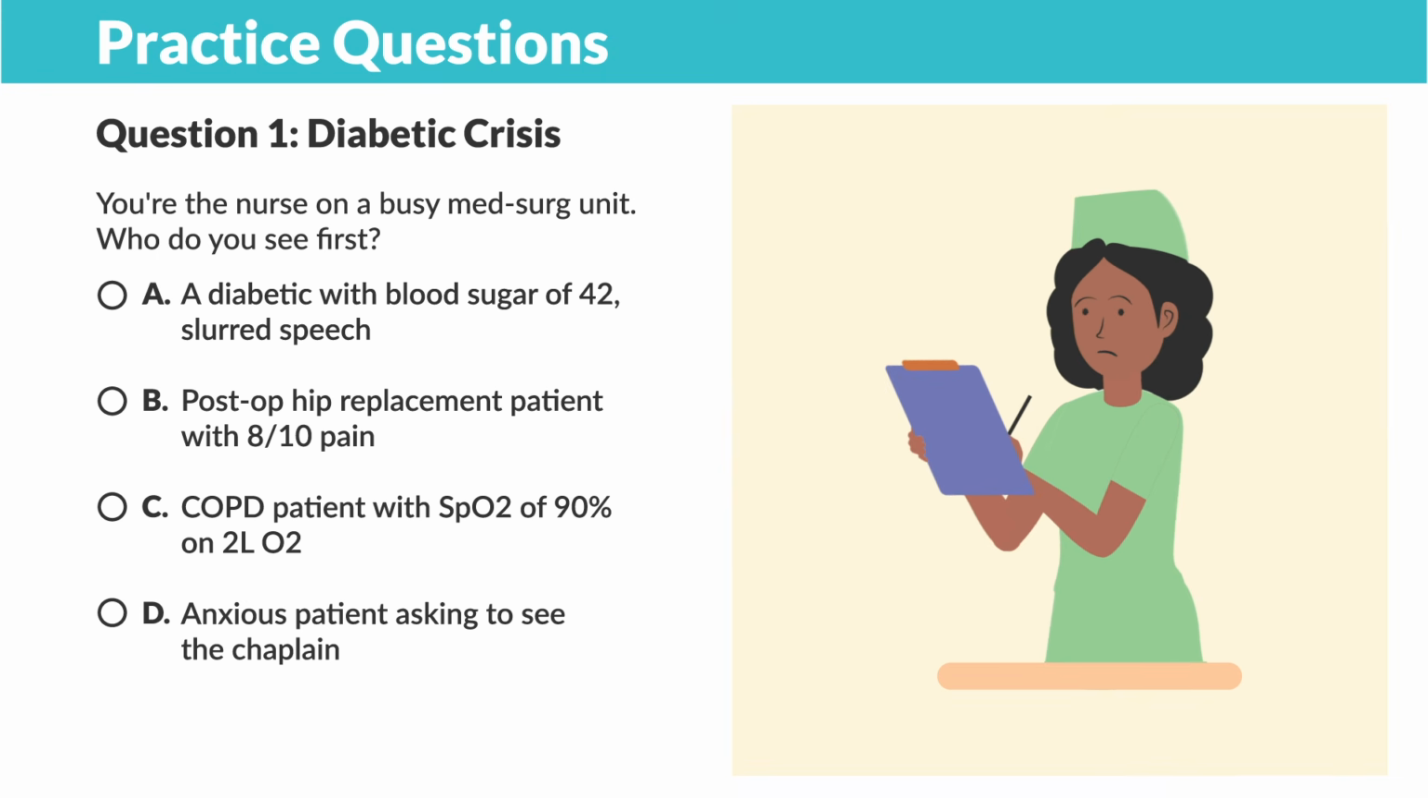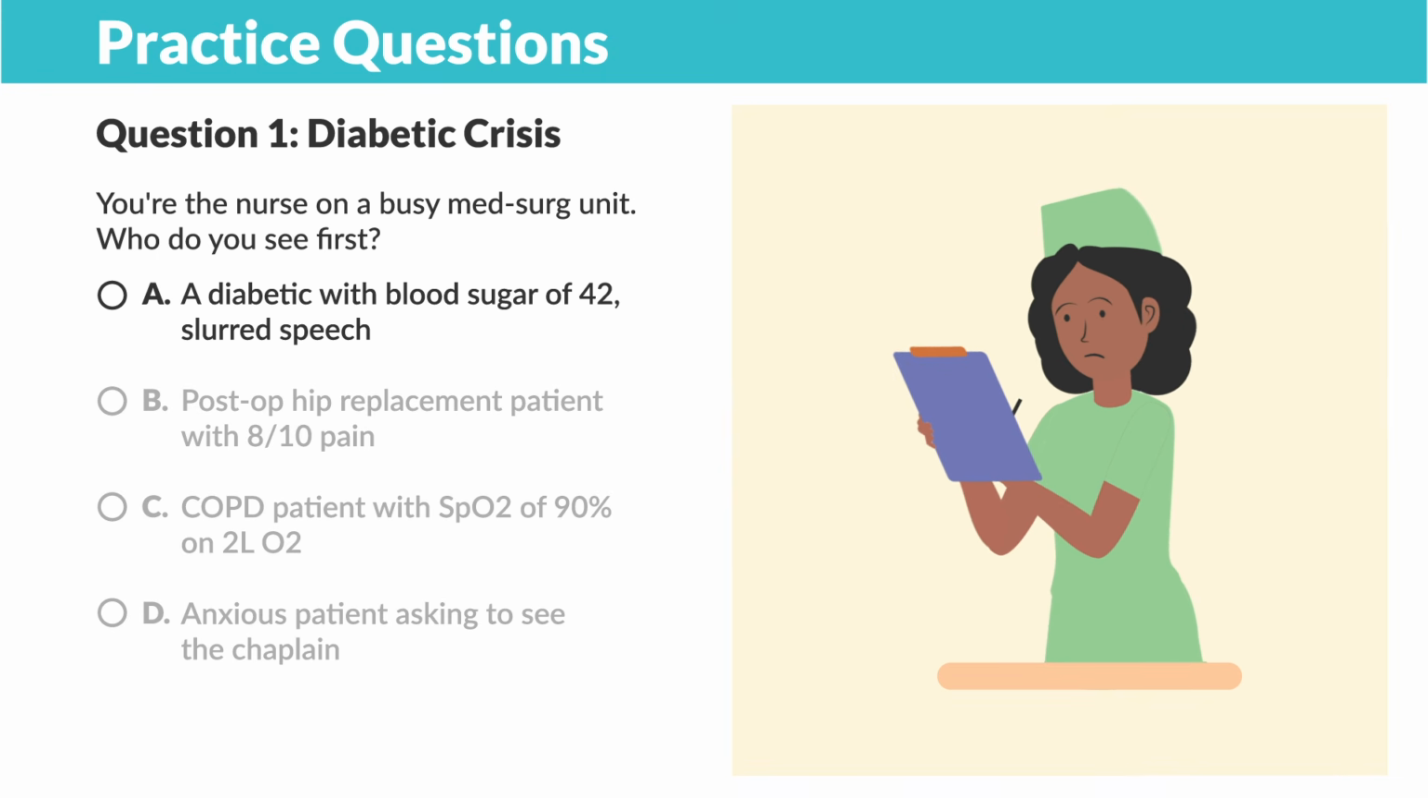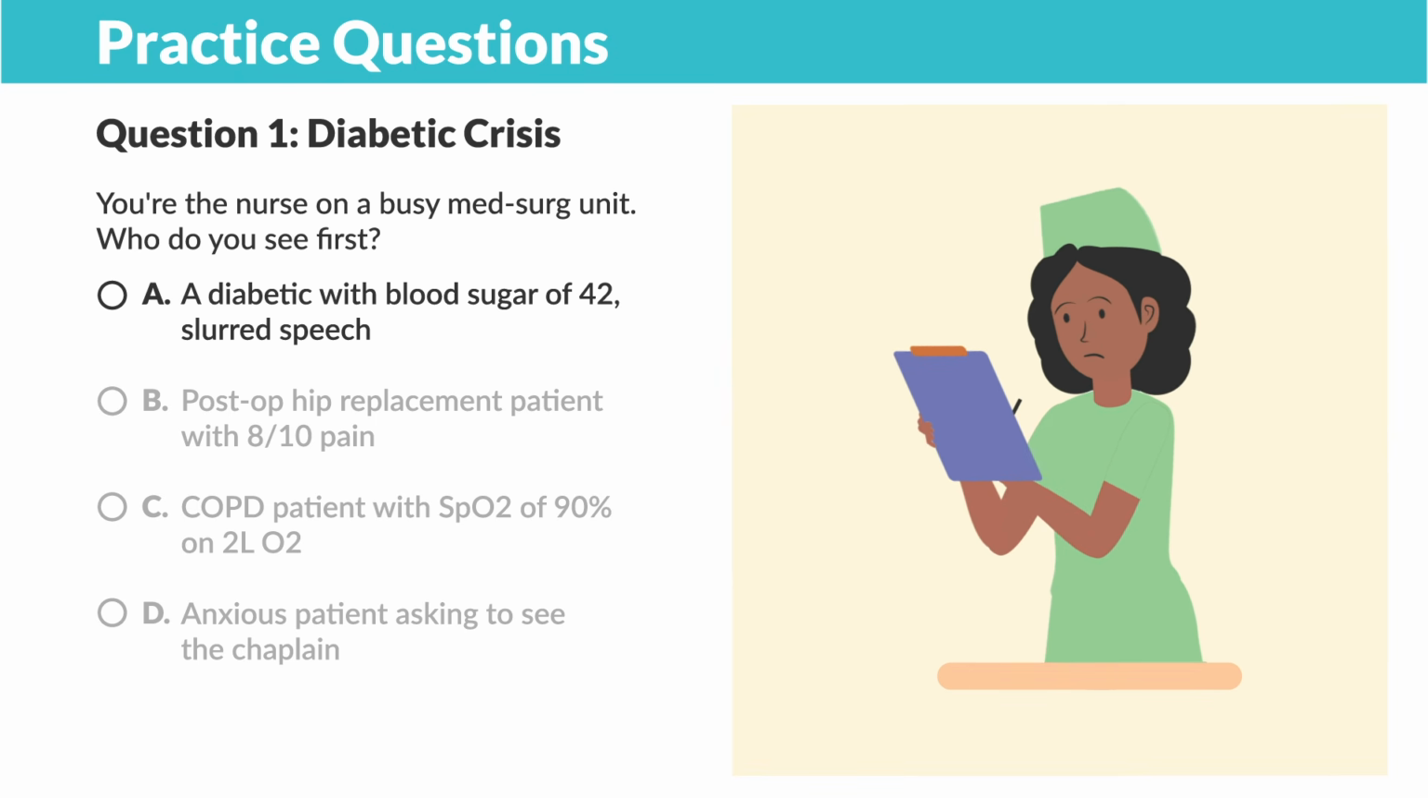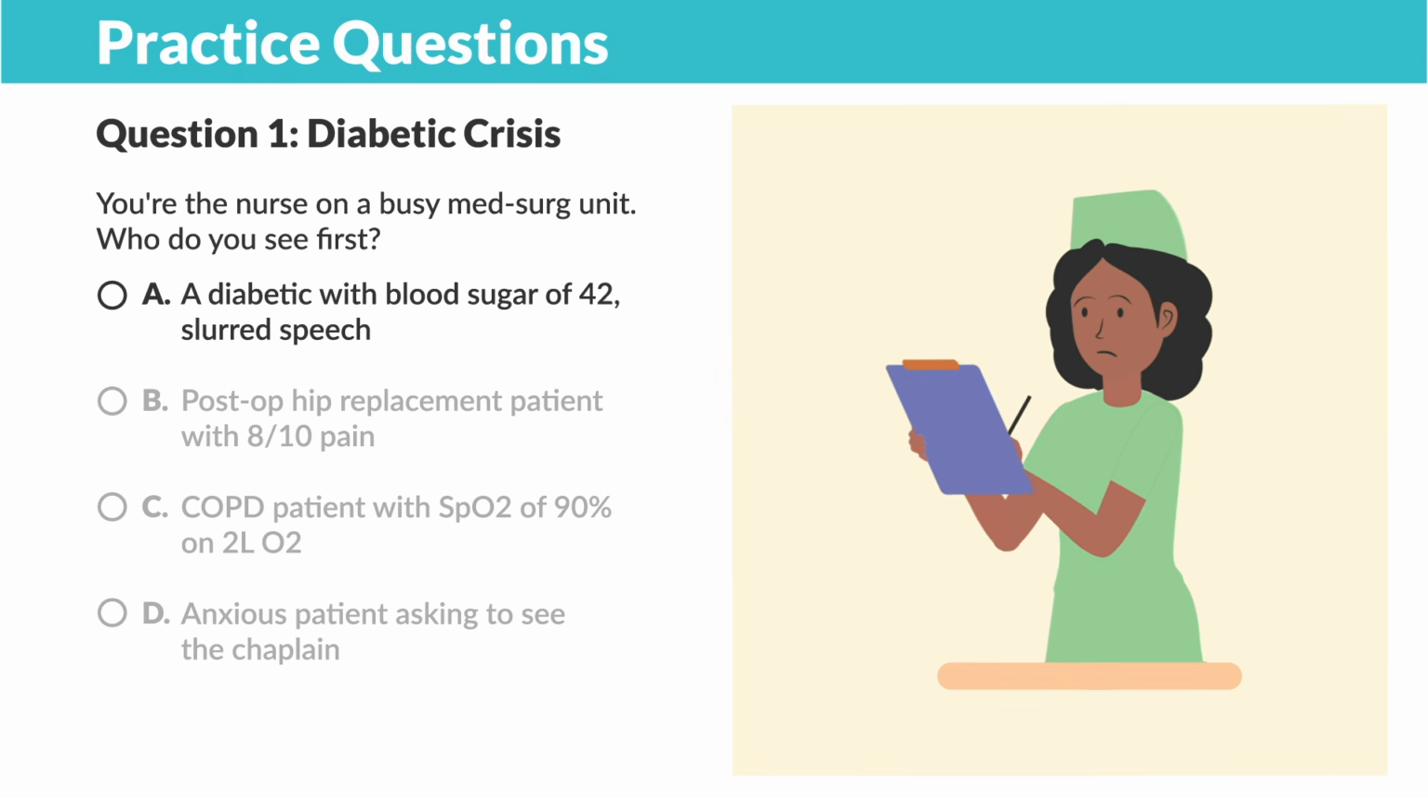All right, let's break it down. Would it be patient A, a diabetic with blood sugar of 42 and slurred speech? Well, we know that with hypoglycemia, the brain might die. This patient can slip into a diabetic coma and they could die.